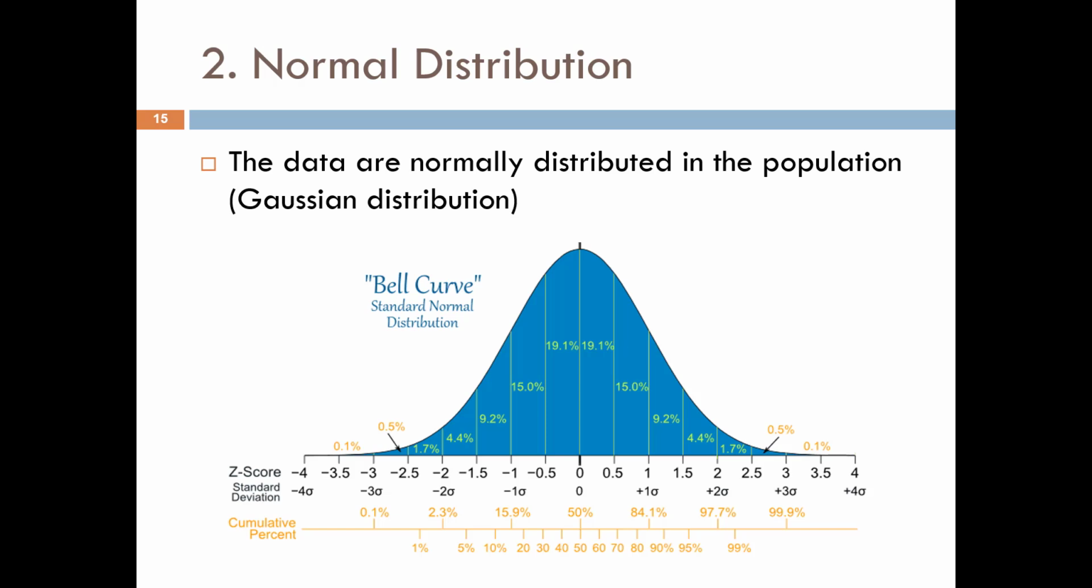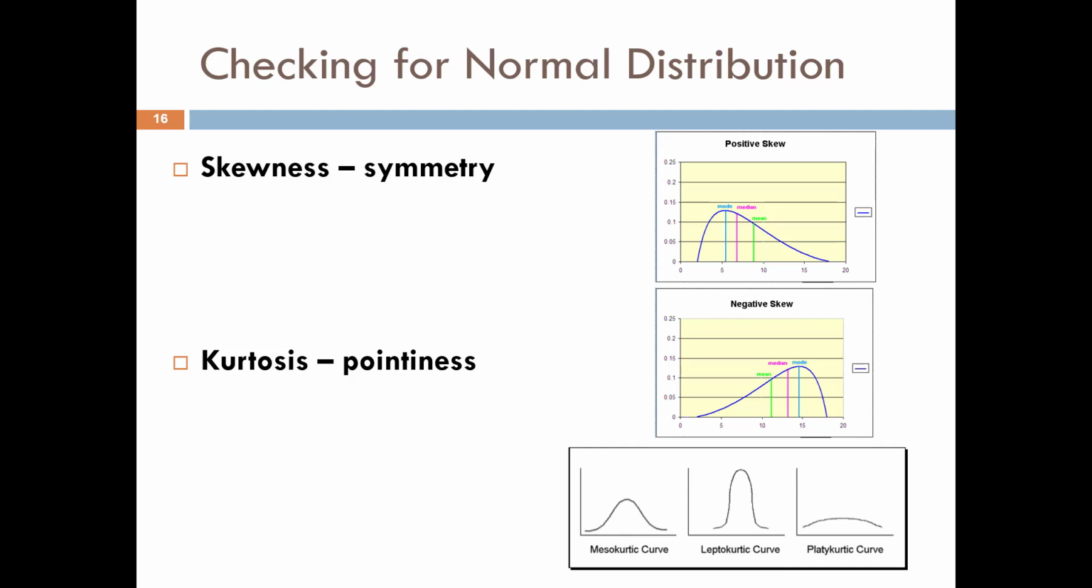Another assumption is that the data are normally distributed in the population. And so I've shown you a normal curve here, very familiar to you, I'm sure. The technical name for this distribution is actually the Gaussian distribution. And so if you ever hear anybody talking about Gaussian distribution, that's very common in statistical circles, then you know that they mean the normal distribution. And you can check for normal distribution by looking at the shape of the distribution of your data.